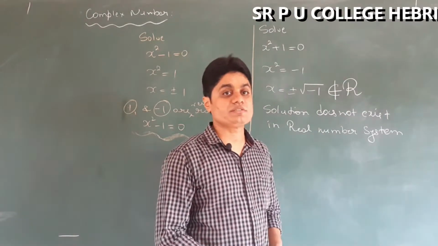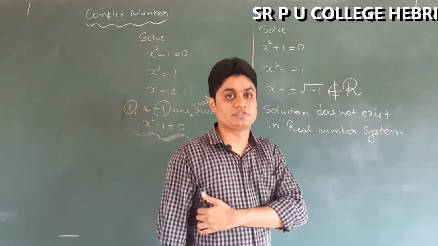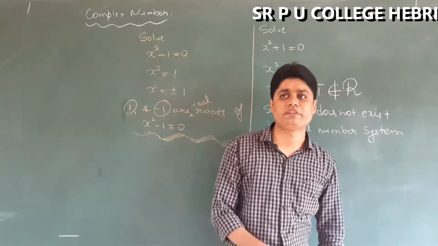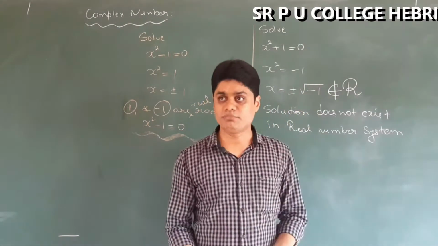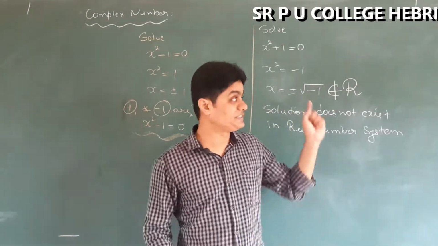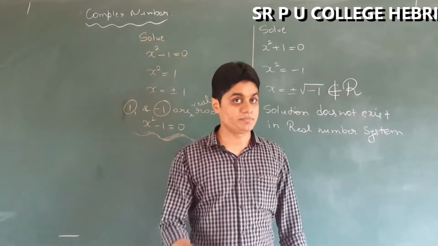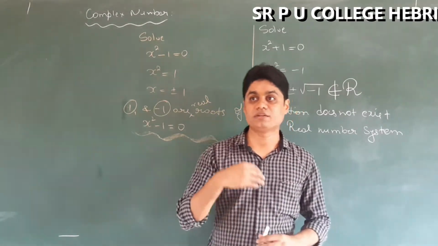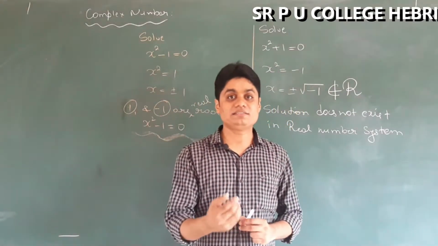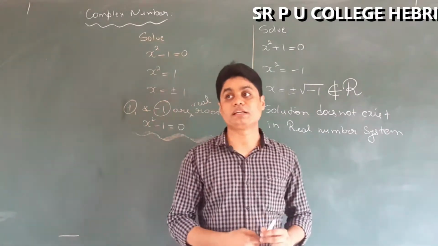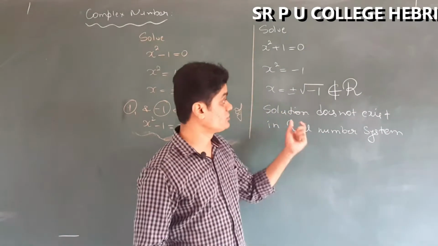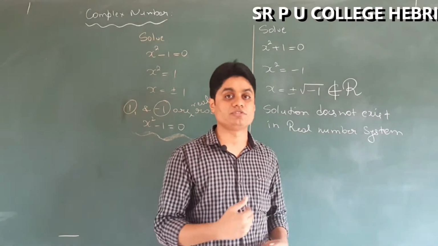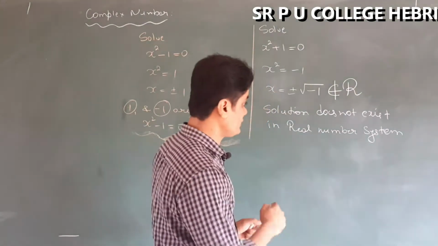But how many such equations are there? There are infinitely many equations where the solution does not exist, so we can't leave it as it is. Suppose this was the only equation where the solution does not exist, it would not be an issue, and we wouldn't think beyond the real number system. But we have infinitely many equations of this kind where you would write that the solution does not exist, and that is not allowed. So what should we do? We have to think beyond the real number system.